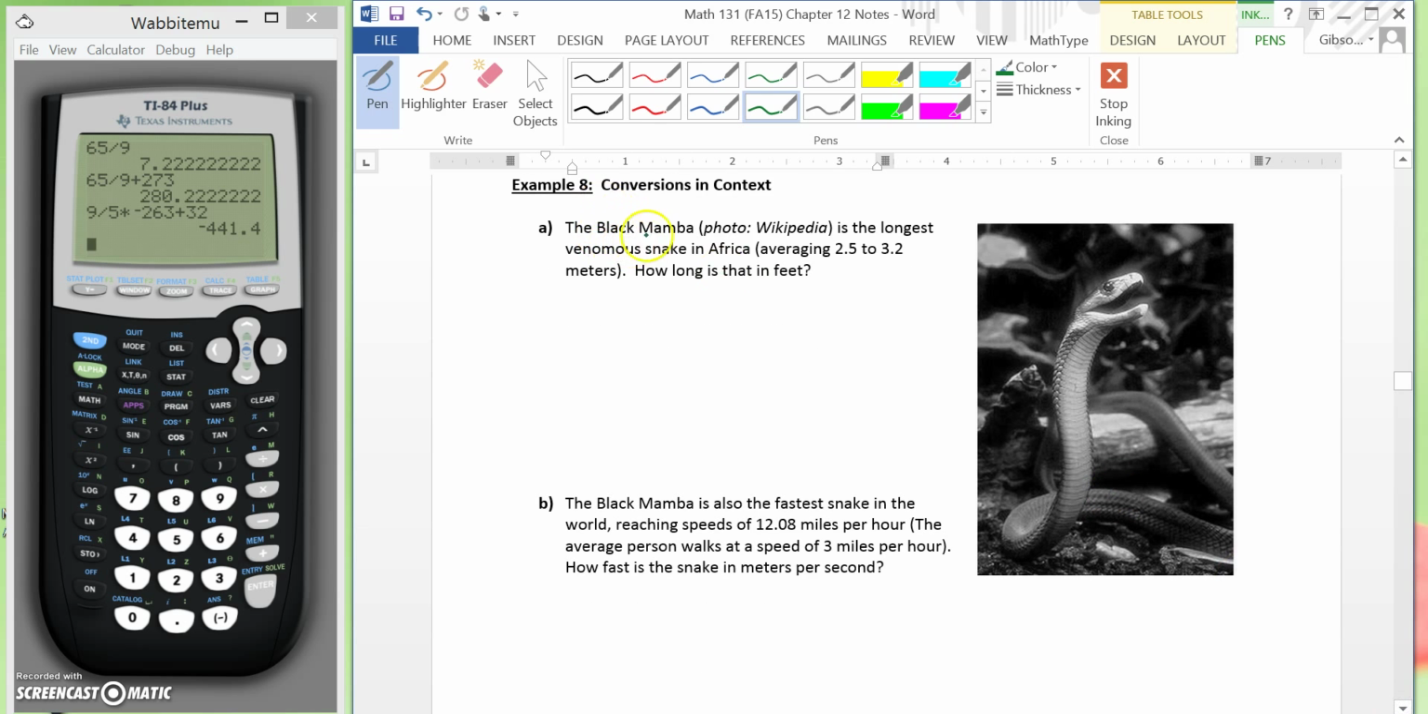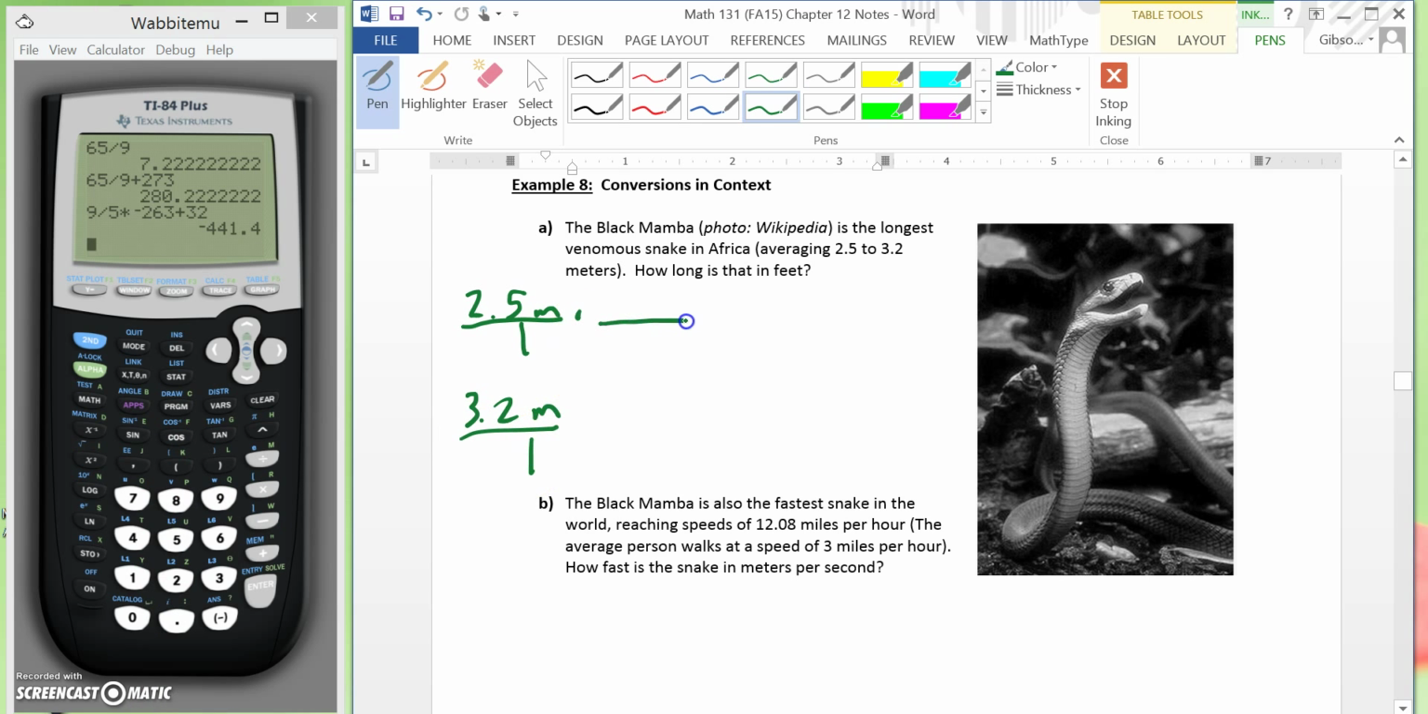It says, Black Mamba, photo Wikipedia, is the longest venomous snake in Africa, averaging 2.5 to 3.2 meters. How long is that in feet? So what we need to do, we're actually going to get two answers. We're going to take 2.5 meters and change it to feet, and also take 3.2 meters and change it to feet. And we'll round to one decimal place.